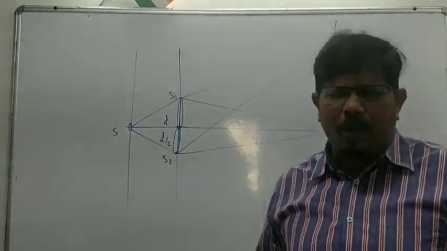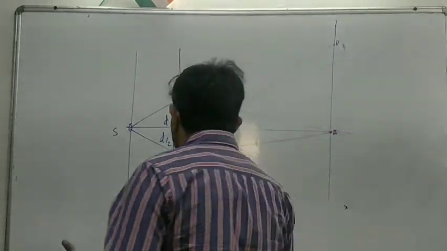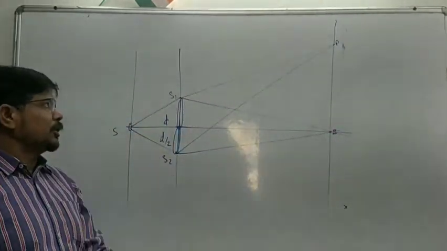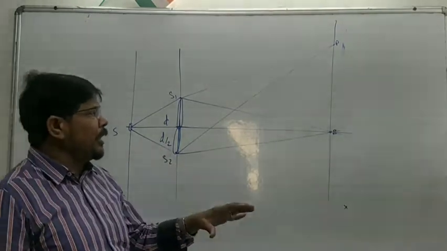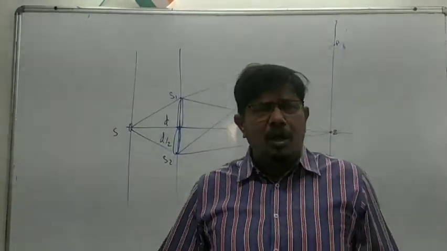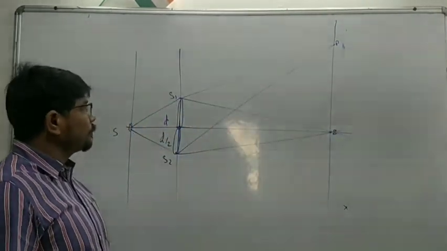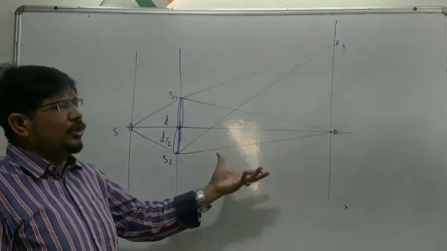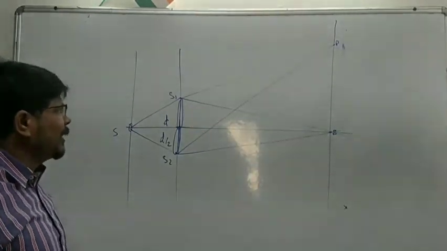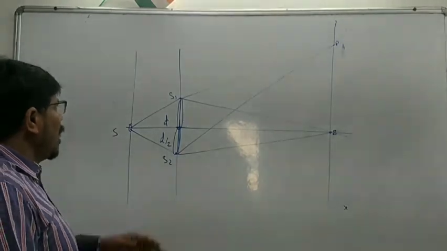Any fringe can be obtained, whether it is bright or dark, but you will get some fringe on the screen. If the point P has the same phase coinciding, it means a bright fringe, or if opposite phase coincides, you will get a dark fringe. So consider any fringe, we can say any band, whether bright or dark.